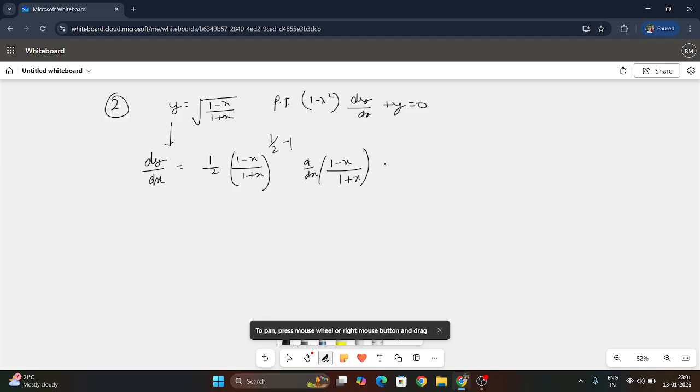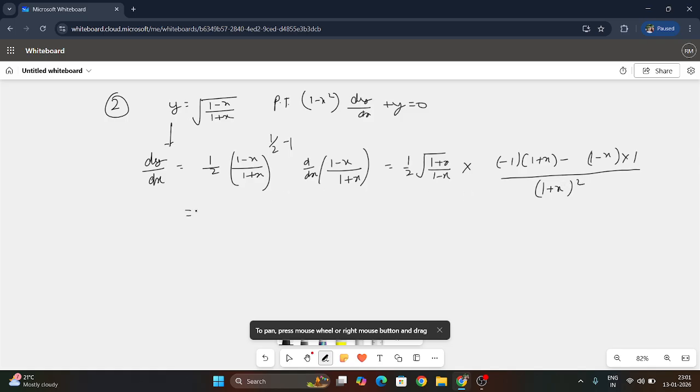So you will get 1 by 2 root of (1 plus x) by (1 minus x). Keep in mind that this is going to be negative, multiplied by this minus 1, multiplied by (1 plus x) minus (1 minus x), and differentiation of the denominator, that is 1, divided by (1 plus x) whole square.